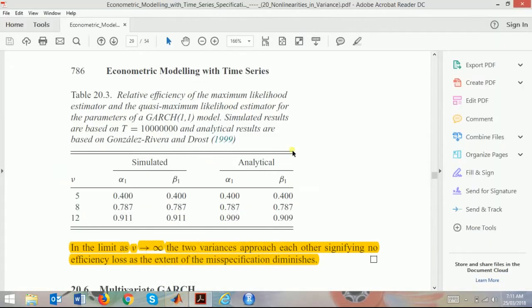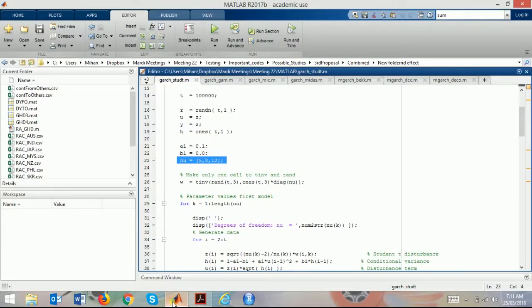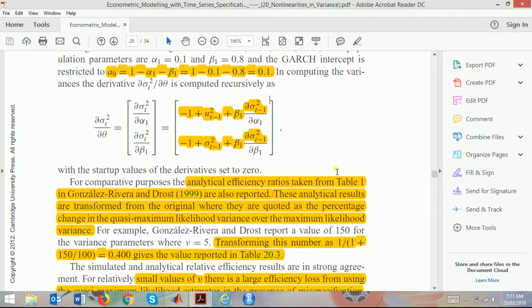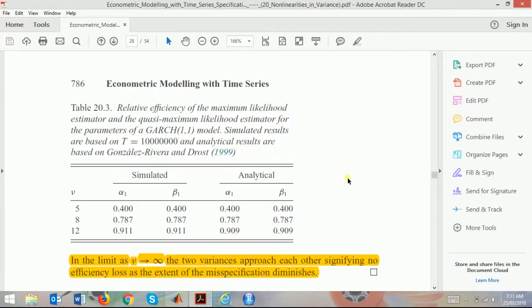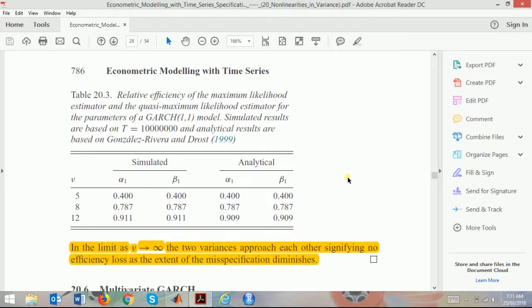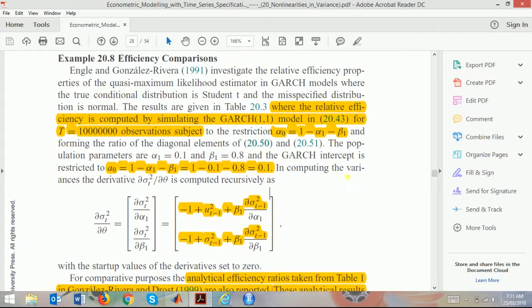Beta 1 is, I'm not sure how beta 1 is. Okay, 1 minus a1 minus beta 1 gives you 0.8. So 1 minus 0.1 minus beta 1, you solve for it, you should have 0.8. Oh, beta 1 is already given to me. Okay, nu 5, 8. What I was thinking about, why do we have 3 nus, right? So maybe they are just assumptions.